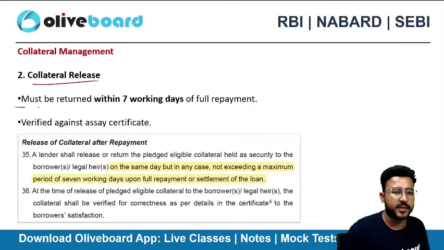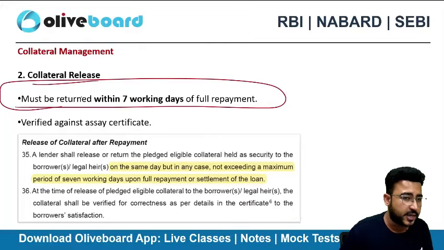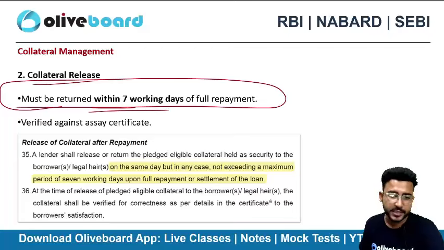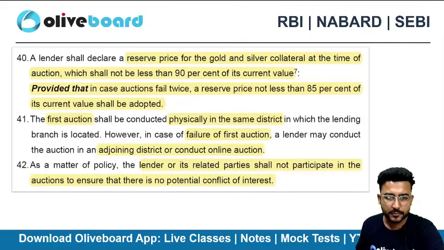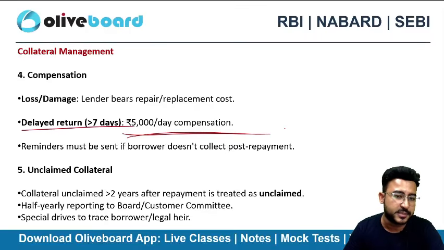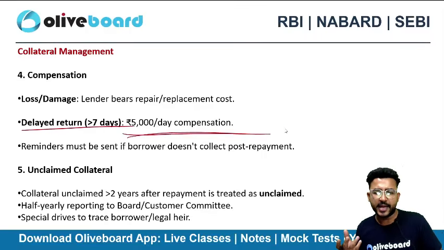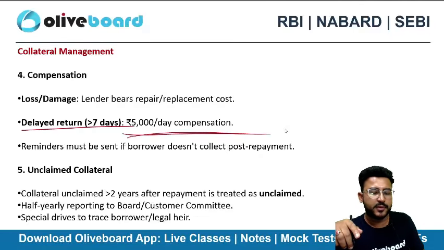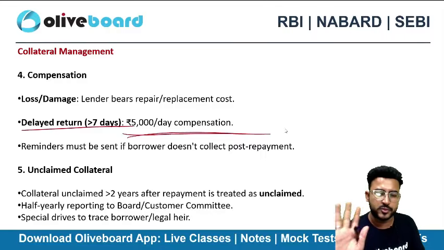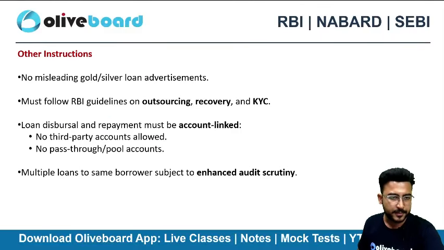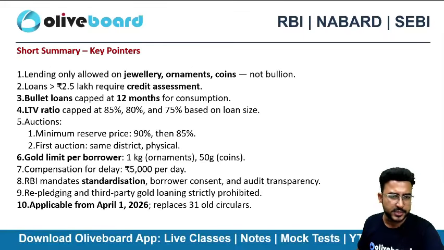Collateral release: once you have settled the loan, the regulated entity must return that gold within 7 working days, right? If you have not returned that gold in 7 working days, then there is a penalty of 5,000 per day. That's common, right? It was there in the deceased customer related requirement as well. There it was, I think, 15 days. If it crosses the 15 days, then 5,000 per day. Here it is also 5,000 per day. So you don't have to remember the penalty amount, just the number of days. So this particular circular can be important.